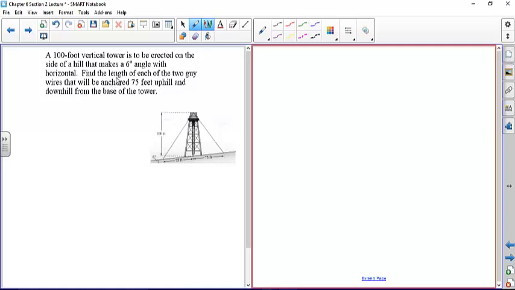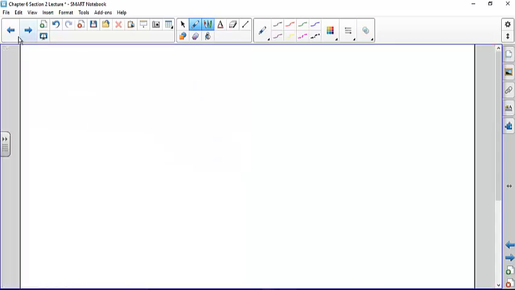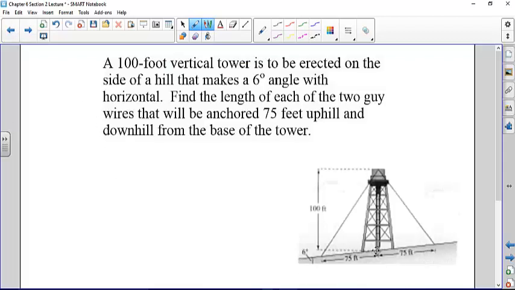So let's put this on one page so we can see our picture a little better. You can see this height is 100. We're ending up with two triangles, this triangle here and this triangle there. The distances along the slope are 75. So this angle here is going to be a little bit more than 90. This one's going to be a little bit less than 90, because they have to add up to 180, since that's a straight line. And they're saying this angle here is 6 degrees.